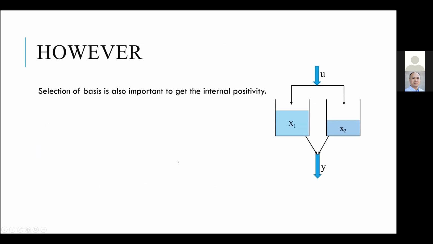However, this still has a problem. The selection of bases is also very important in this case. Let's say x1 is the amount of water in lake 1, and x2 is the amount of water in lake 2, so those two numbers are positive. However, you can also change your bases to z1 and z2, where z1 is the summation of x1 and x2, and z2 is the difference between lake 1 and lake 2. In this case, z2 can be negative, but the system is unchanged.